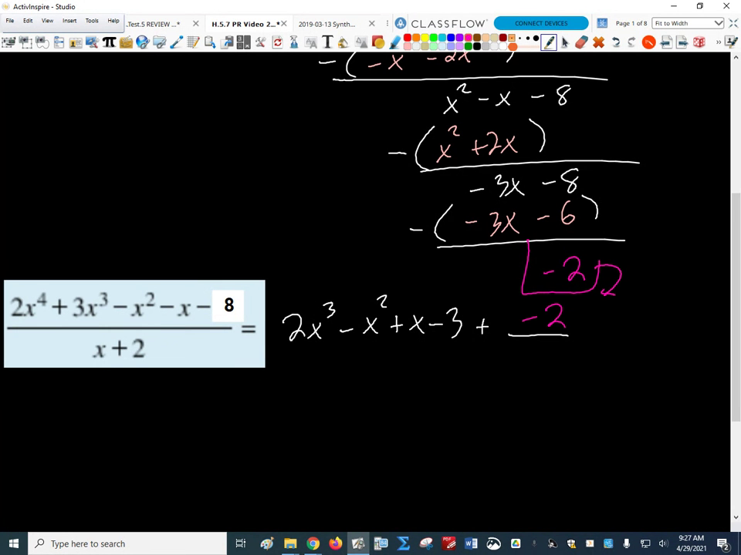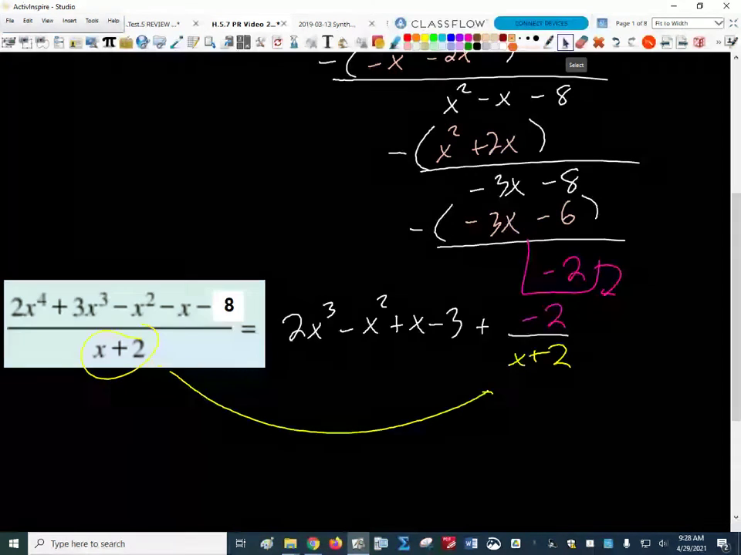That's what remains over the denominator. So that's my answer. And I wouldn't have to do plus negative 2. I could just make that minus 2 over x plus 2, right? Okay? Good. Thumbs up, thumbs down, thumbs sideways. How we doing? Okay? That's a pretty long process, isn't it?